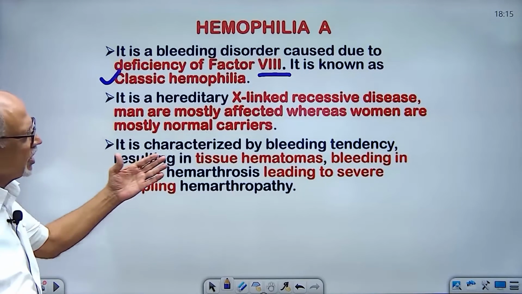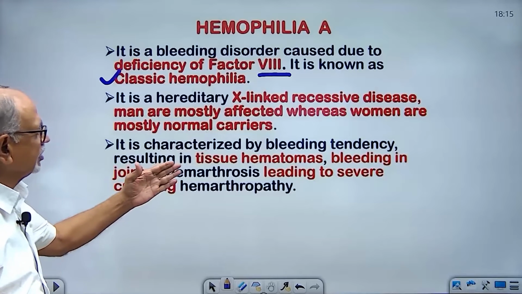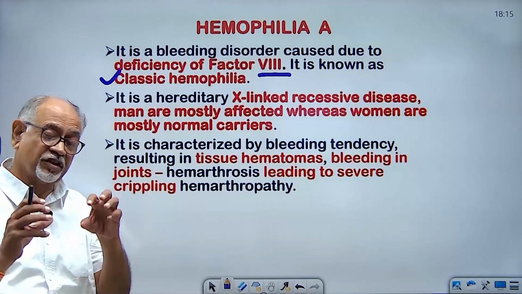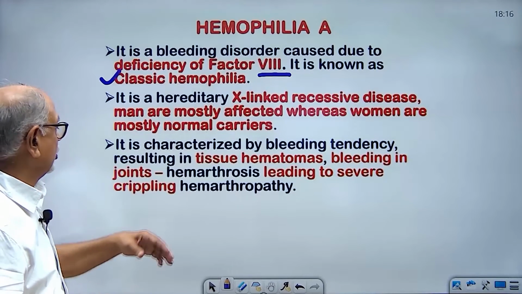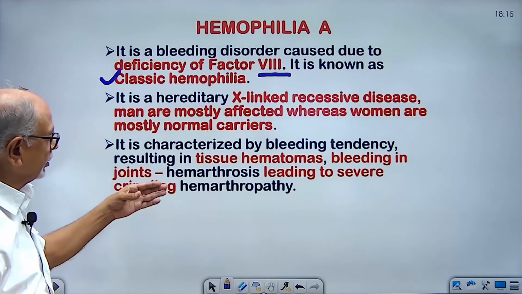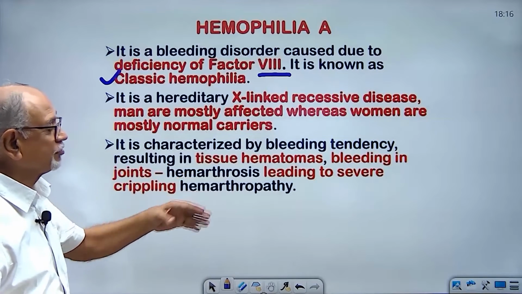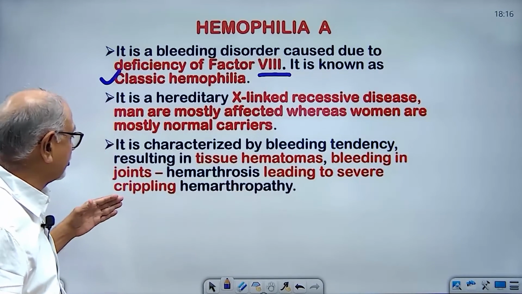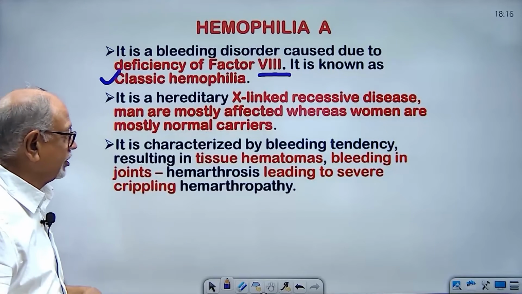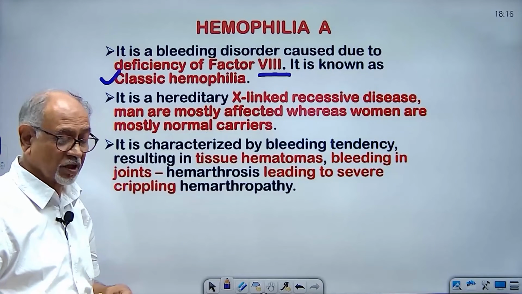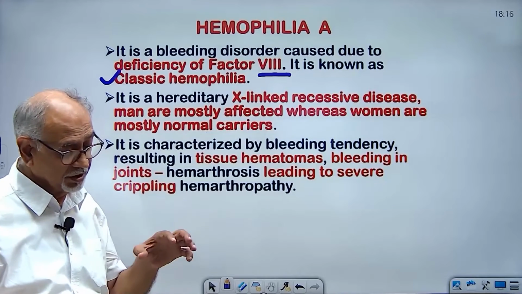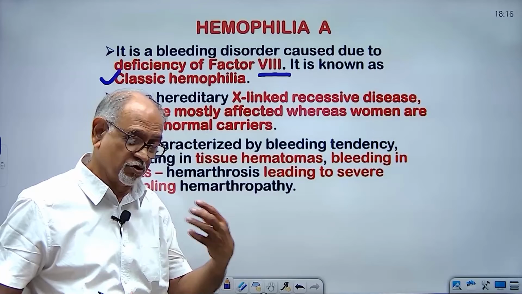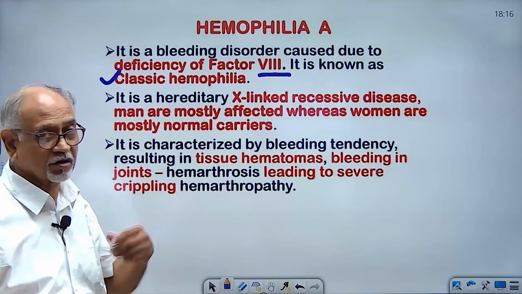It is characterized by bleeding tendency resulting in tissue hematomas. Blood is accumulated in the tissue, and bleeding in the joints is called hemarthrosis. Then it leads to severe crippling called hemarthropathy. That means there is defect and damage in the joints due to accumulation of blood.